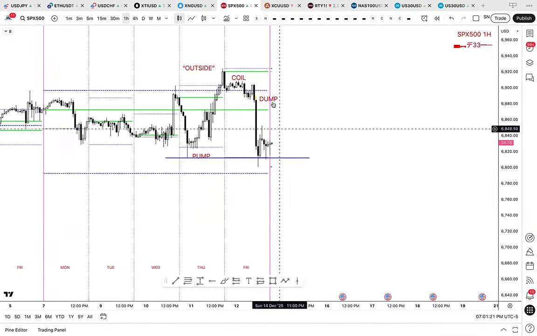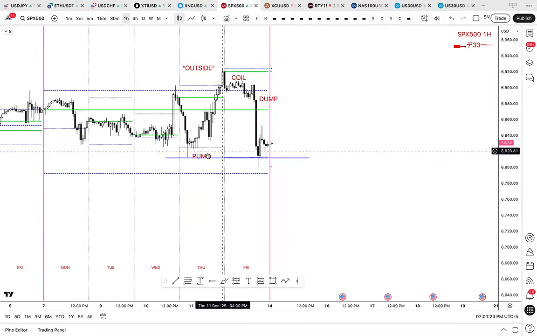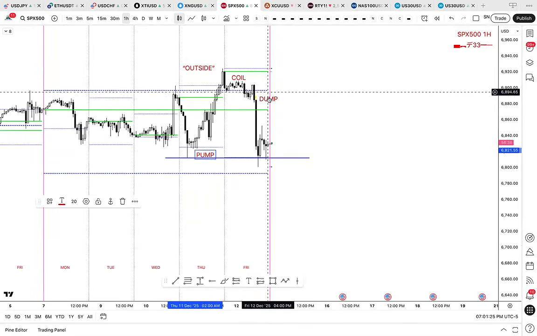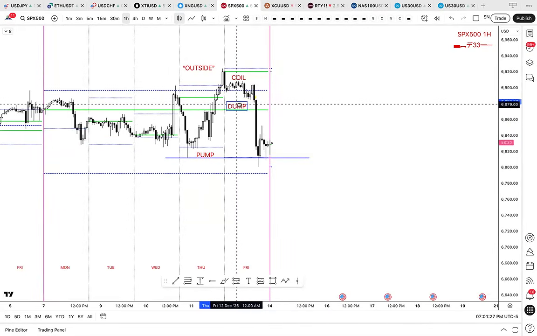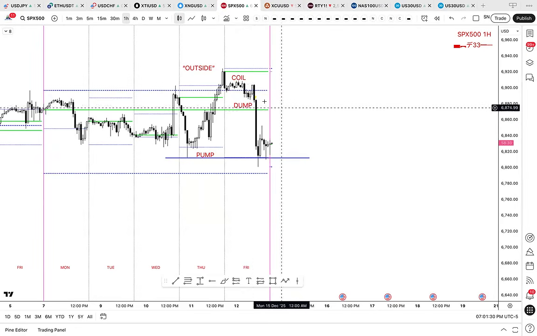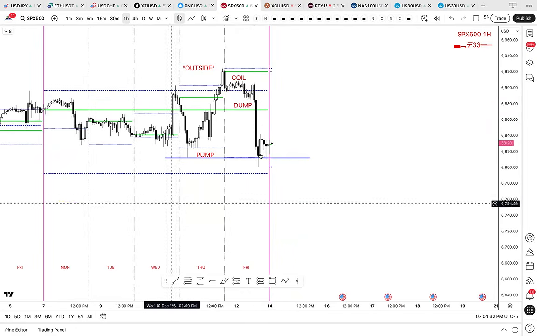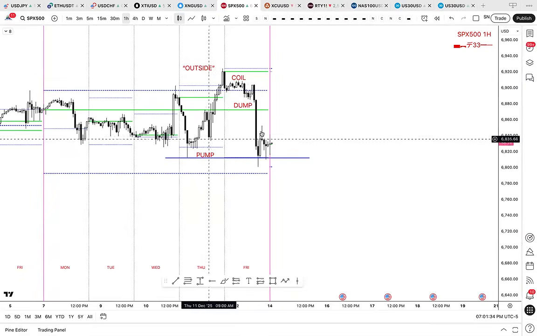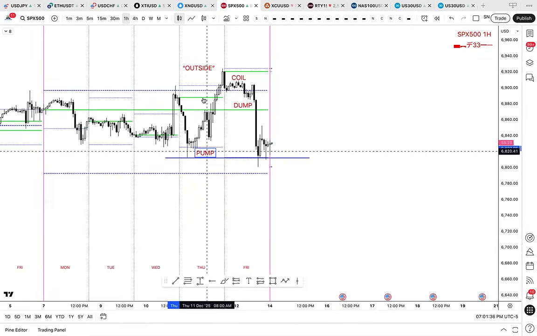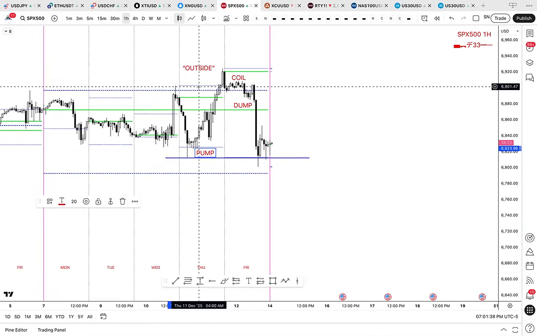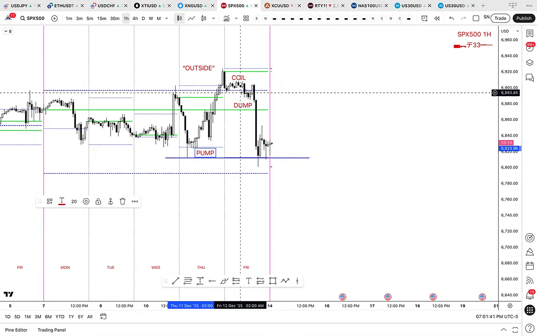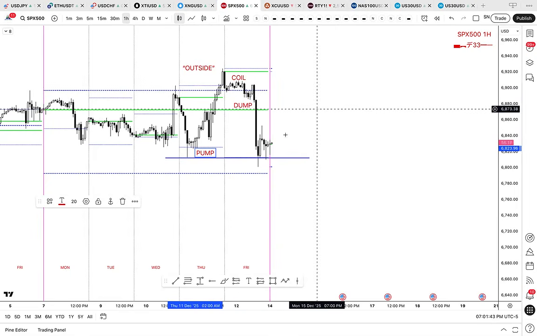Now, if they pump it up, coil and dump, that's fine. Okay, it may have just been a first red day. But me personally, I wouldn't call that a first red day. Look, I mean, they've already completed the pattern here. Outside day signal on Thursday, consolidation. No, I'm not chasing that.